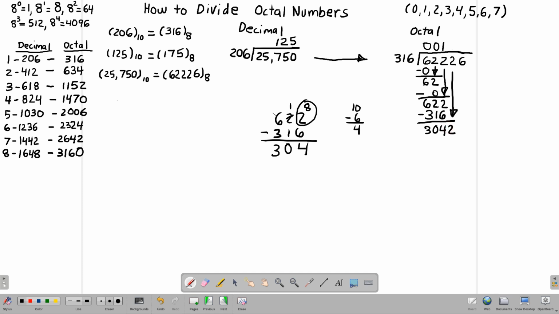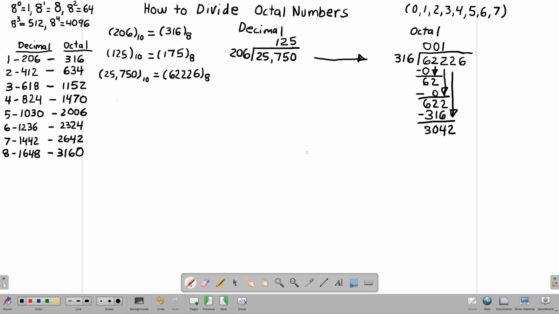And so that leaves a value 3042. So the next question would be, how many times does the value 316 divide into the value 3042? Well, we have to look at the value 3042. You can look at the chart.